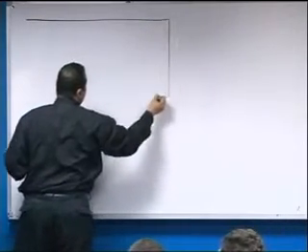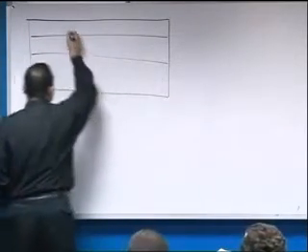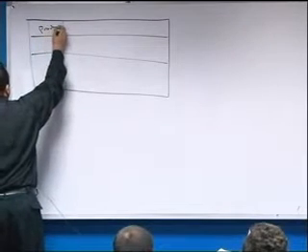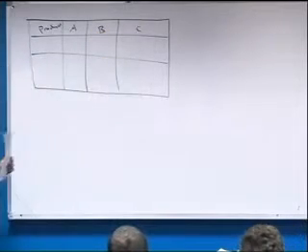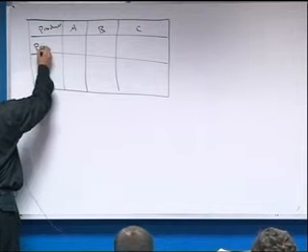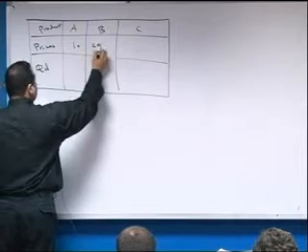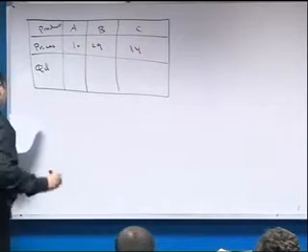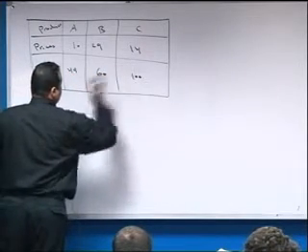Suppose that we have the following information about three products: product A, product B, product C. The prices are 10, 29, 14, and the quantity demanded for these products are 49, 60, 100.